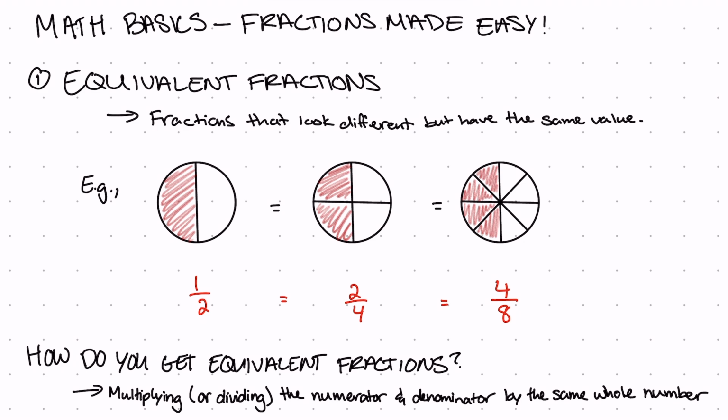So for example, we have 1/2 is the same as 2/4, which is the same as 4/8, and they have the same value because we can see that they both occupy half of the circle, but they just have slightly different appearances. So they have a different number of slices, but they hold the same value.